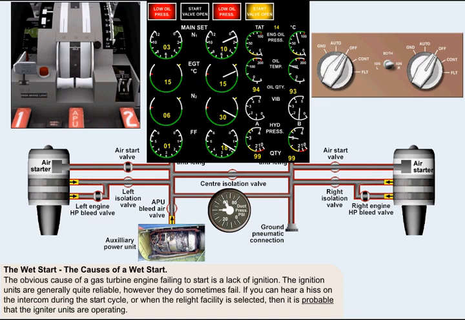The obvious cause of a gas turbine engine failing to start is a lack of ignition. The ignition units are generally quite reliable. However, they do sometimes fail. It can be difficult to determine from the cockpit of a large airliner whether or not you have sparks in the engine. On some aircraft there is a clue which is given by the very nature of the igniter units themselves. Really high energy outputs will sometimes make themselves heard on the intercom system as a background buzz. If you can hear that noise on the intercom during the start cycle, or when the relight facility is selected, then it's probable that the igniter units are operating.